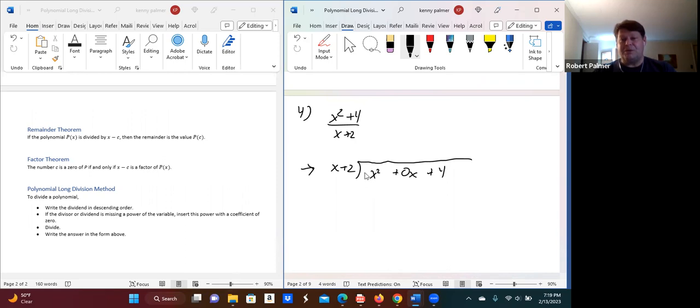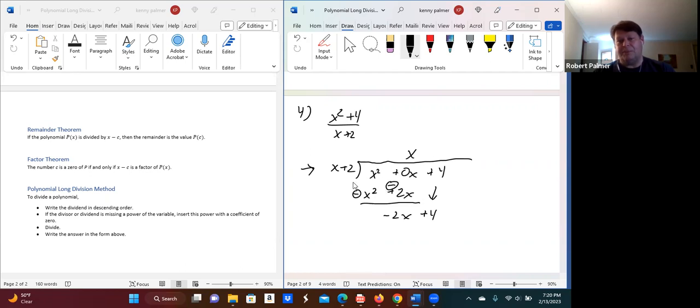So I want to match this. What do I multiply x by to get x squared? That's just going to be x. So x times x is x squared. x times positive 2 is plus 2x. And then you've seen this process before. We subtract, which changes our signs. This is negative, this is also now negative. These cancel out as they should. 0x and negative 2x leaves me with negative 2x. Then bring down the plus 4.